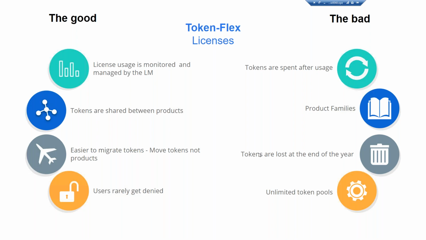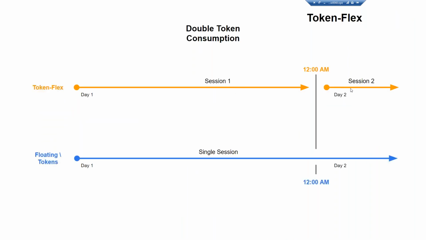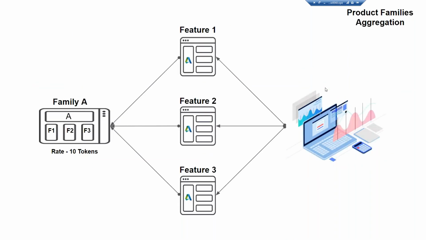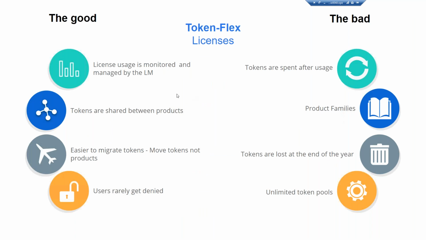And of course, your tokens are spent after you're done. You used it, that's it. So either you need the right amount, or if you have unlimited, then it matters less, but you'll have much more usage due to this issue. Now, tokens can be shared between products. As we've seen, license usage is monitored and managed by a license manager.